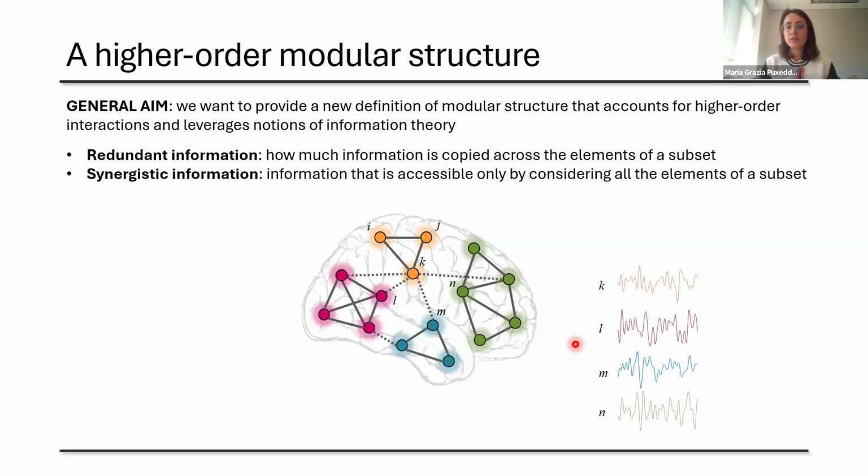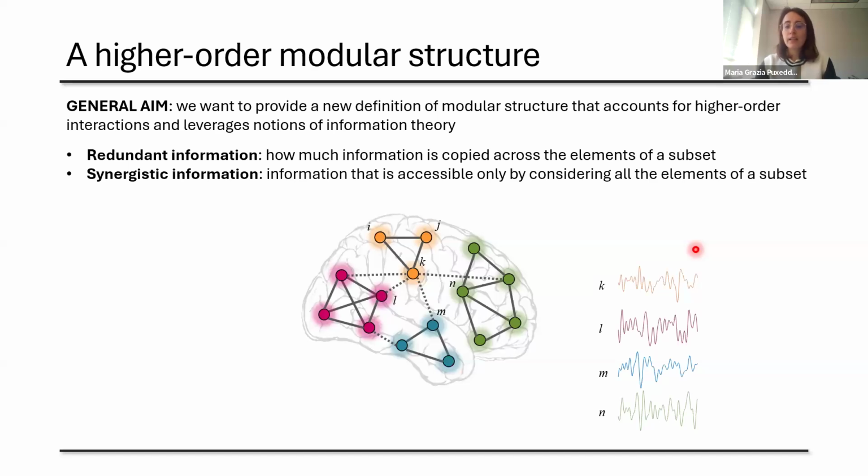We can compute from this time series two types of information. On one side, we have redundant information, which is the information that is copied across the time series. And then we have synergistic information, which is that information that is accessible only when I look at the whole set of time series together.